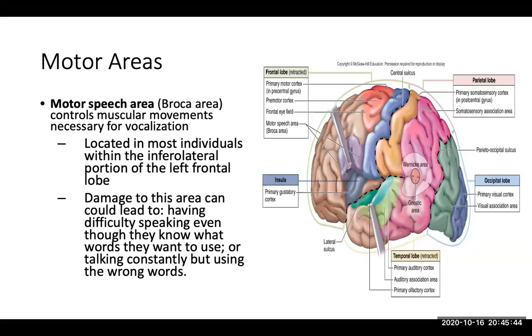The motor speech area, also called the Broca area, controls muscular movements necessary for vocalization. Damage to this area could lead to having difficulty speaking, even though they know what they want to say, or talking constantly but using the wrong words.